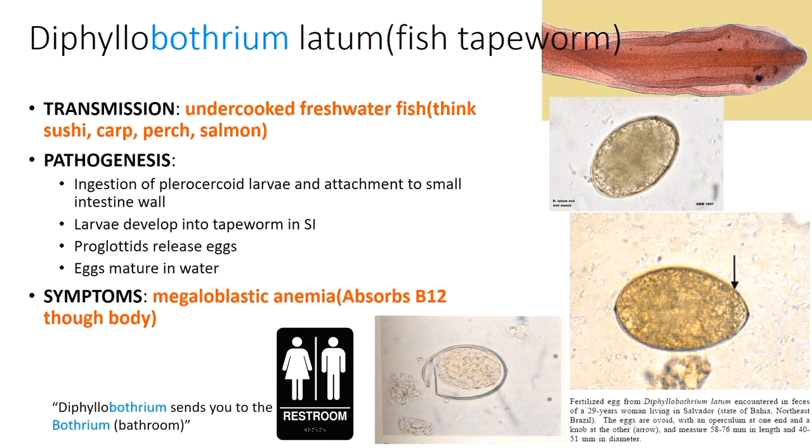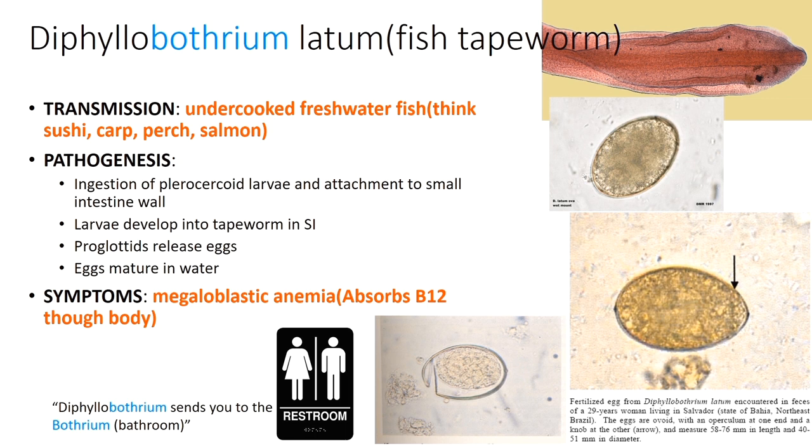Diphyllobothrium latum, which is also known as your fish tapeworm. You're going to get this from undercooked freshwater fish. So think of someone that had sushi or carp or perch or salmon. You can get this guy, okay? Pretty much you ingest the larvae and it attaches to the small intestines and eventually develops into a mature long tapeworm in the small intestines, which has lots of proglottids.